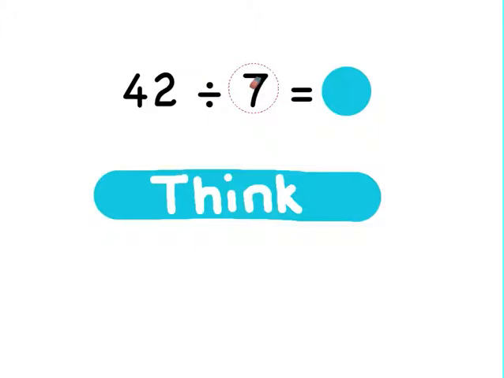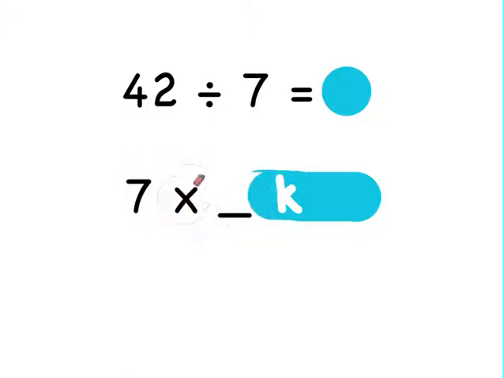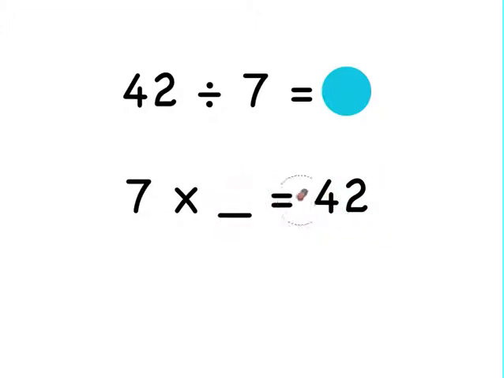42 divided by 7 equals what? You could sing your 7 song and put your fingers up until you got to 42, and I bet that would be your answer. Let's look at it this way also. 7 times what equals 42? 7 times 6 equals 42. So 42 divided by 7 equals 6.